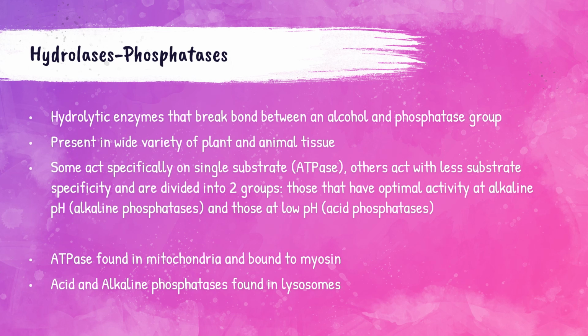Other phosphatases act with less specificity to their substrates, and these are divided into 2 groups: those that have optimal activity at an alkaline pH, called alkaline phosphatases, and those that have optimal activity at a low pH, called acid phosphatases. Both acid and alkaline phosphatases are present in lysosomes.